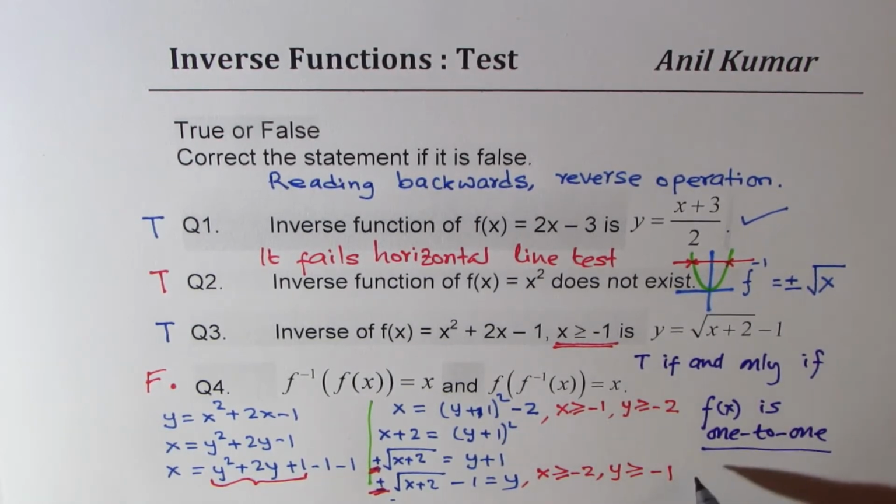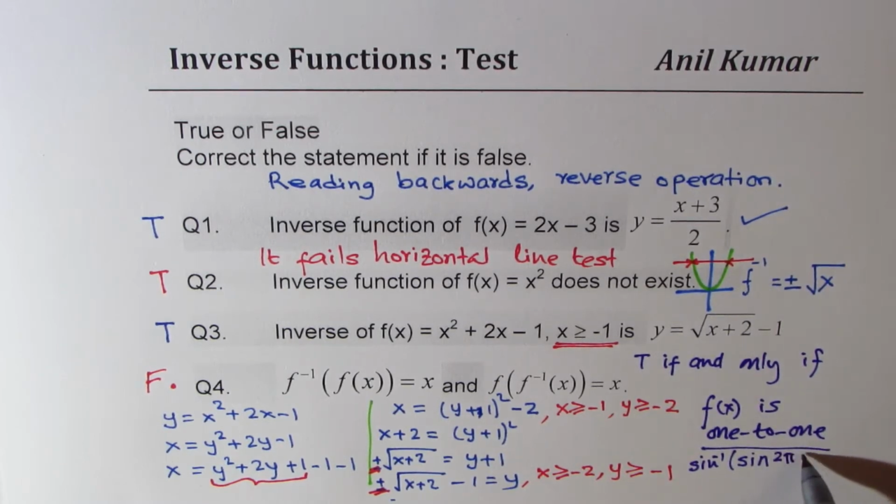To give you an example, find sine inverse of, let's say, sine of 2 pi by 3. Now sine inverse is valid only in plus minus pi by 2. So if I take a value which is 2 pi by 3, if you find the answer, it will not be 2 pi by 3, right? So you will see that this is not equal to 2 pi by 3.